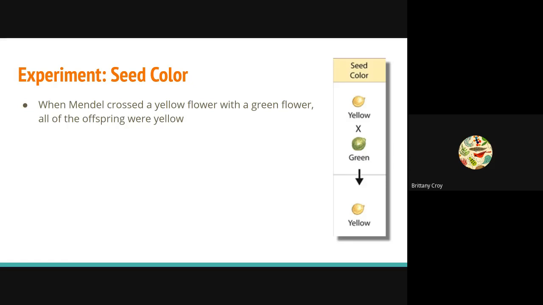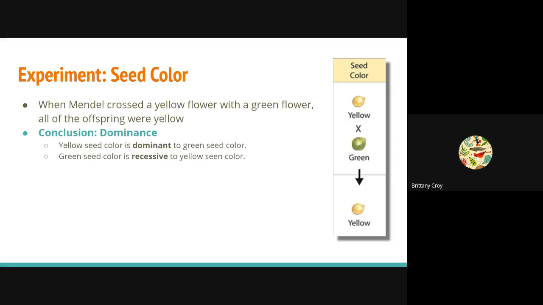What can we conclude from this? We cross yellow, we cross green, all of them are yellow. Mendel concluded that one of the colors, the yellow color, must be dominant over the green color. Because the yellow color showed up, it's dominant. Because the green is covered up or masked, it's the recessive trait.